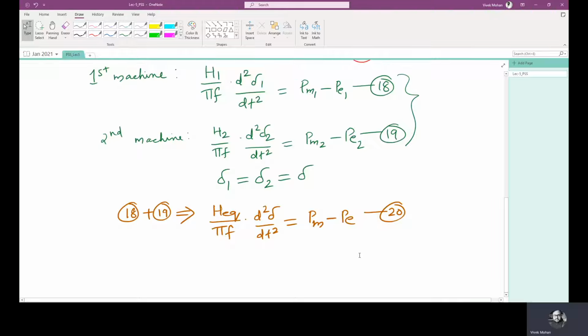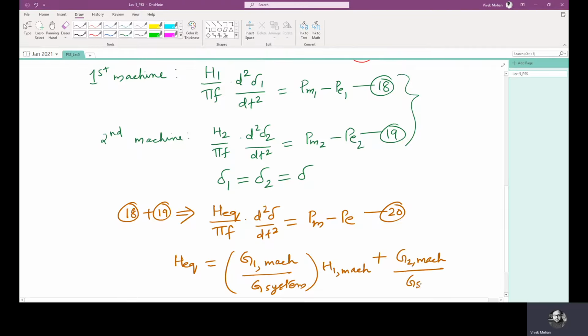Now what is H equivalent here? H equivalent equals, since two machines are there, G1 machine divided by G system into H1 machine, plus G2 machine divided by G system into H2 machine. Let it be equation 21.